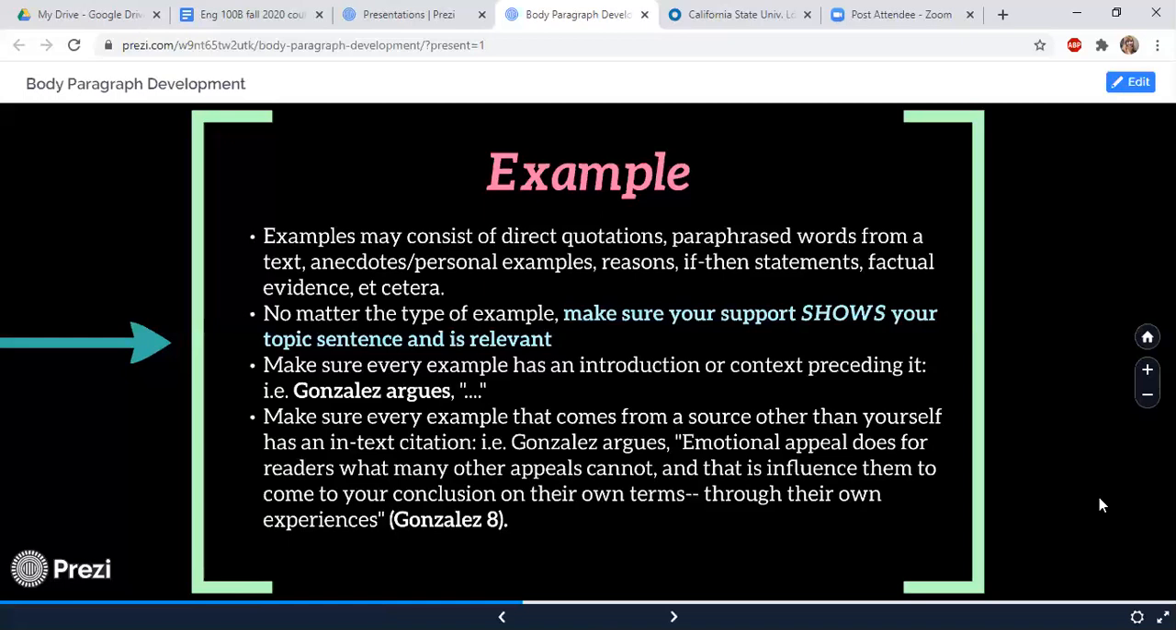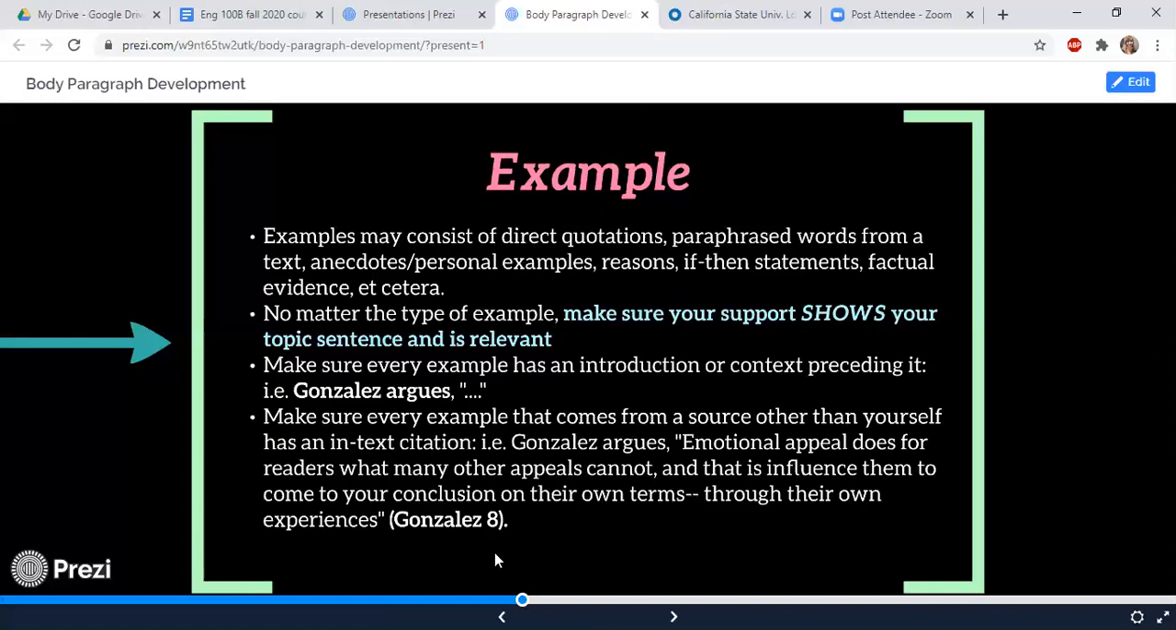Now, you also want to make sure that you provide in-text citations, and we'll look at this more in the MLA video. But you see an example here, right? So you see this introduction, Gonzalez argues, and then we have a quote, and then in the parentheses, we have Gonzalez, and then a page number. For MLA, the period always goes on the outside of the parentheses. You're not going to put it inside the quote. It's going to go at the end of the sentence, which is after the parentheses. You'll always put the author's last name and the page number.